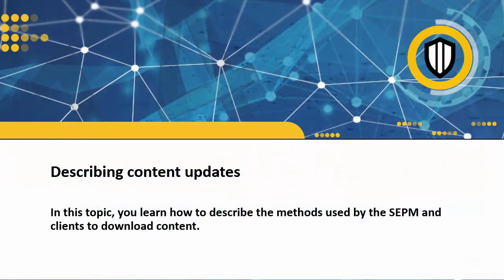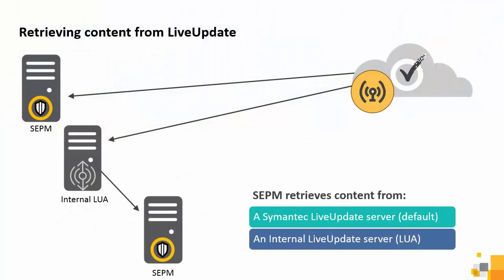This is the Describing Content Updates topic. By default, the SUPM downloads content from Symantec Live Update and distributes content to clients. If your company requires an internal Live Update server, you can configure the SUPM to download content from an internal Live Update server. When using an internal Live Update server, you must configure a separate computer to install and use the Live Update Administrator utility. Configuring an internal Live Update server is covered in the Introducing Content Updates Using Live Update lesson.